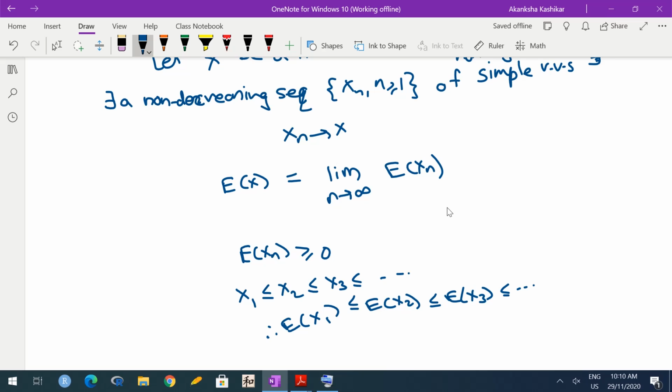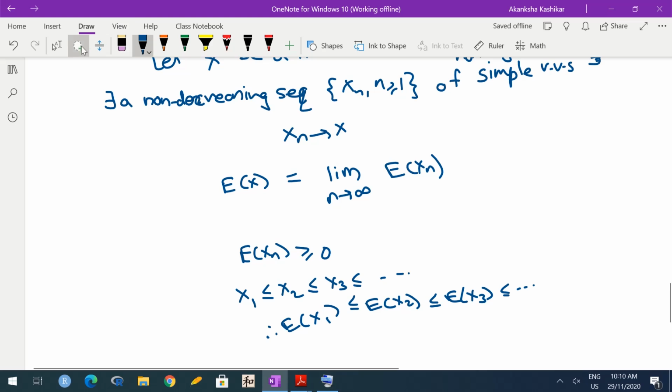So expectation x can be finite or it can be infinite. We are okay with it. It will never oscillate. That is the point here. Okay, the expectation sequence will never oscillate. It's a monotone sequence. So either it would converge to a finite limit or it would go to infinity, and we are okay with both the scenarios. Is it okay? So in this way we define expectation of a non-negative random variable.